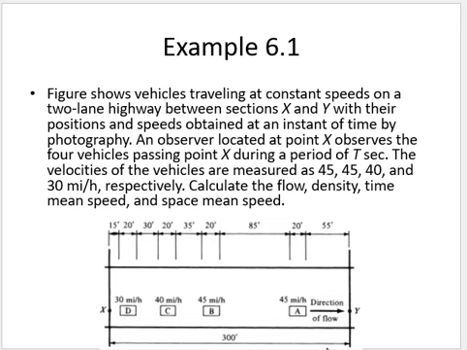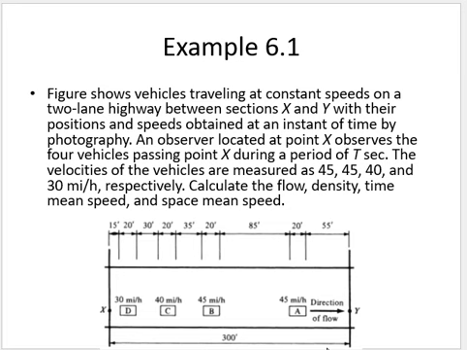Okay. This figure shows vehicles which are traveling at constant speed on a two-lane highway between sections X and Y. Where are X and Y? The boundaries X and Y. The positions of the vehicles are given, their speeds are mentioned at a given instant of time. So when the vehicles are moving at a particular time, they took the picture of the highway and they fixed the distance. Now for each vehicle they know the distance.